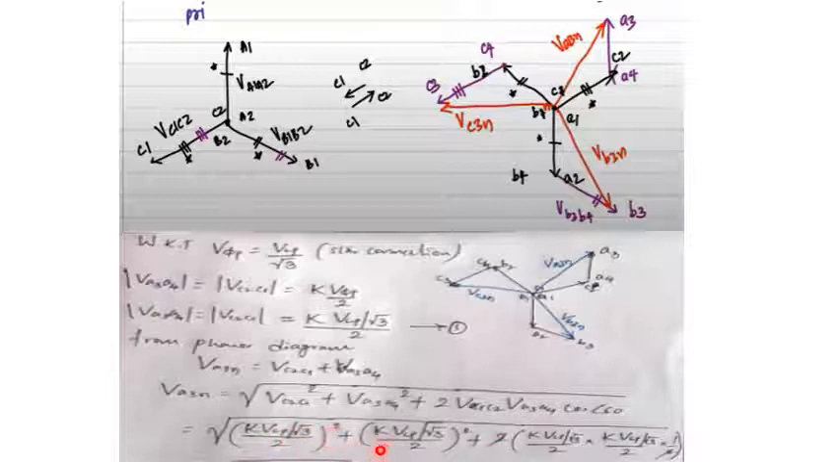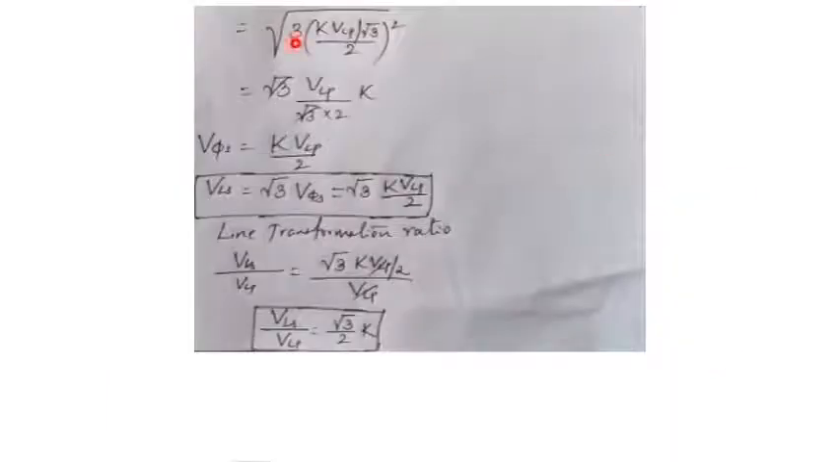This becomes K VLP by root 3 divided by 2, its whole square, plus K VLP divided by root 3 divided by 2, its whole square, plus K VLP by root 3 divided by 2, its whole square, and these become 3 times K VLP by root 3 divided by 2, its whole square. Then removing the square root, this becomes root 3. So this becomes VLP divided by root 3 into 2 into K, and root 3 gets cancelled. Finally we get V phi S equals K VLP divided by 2.